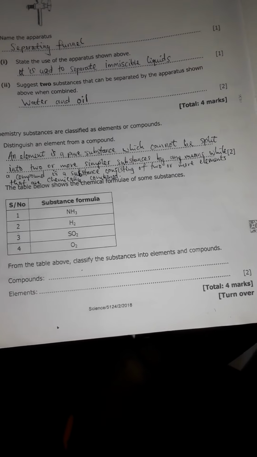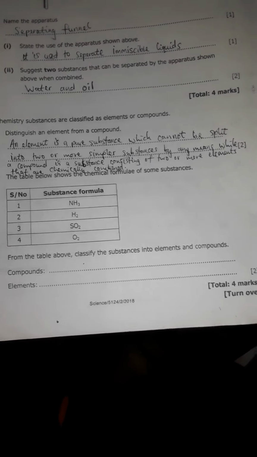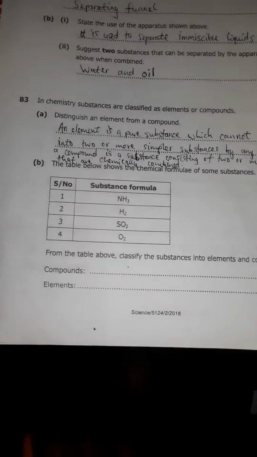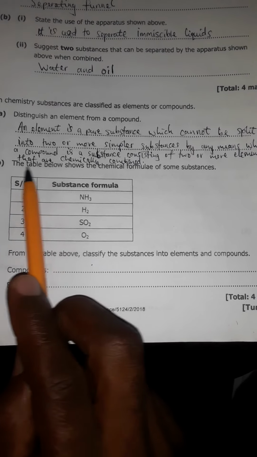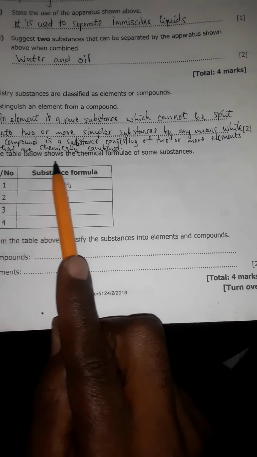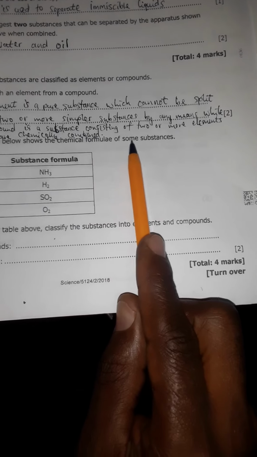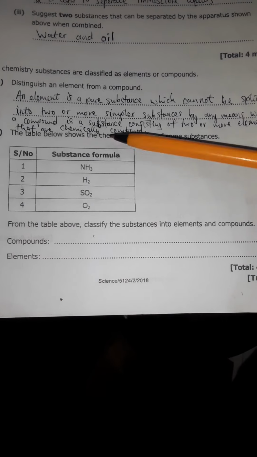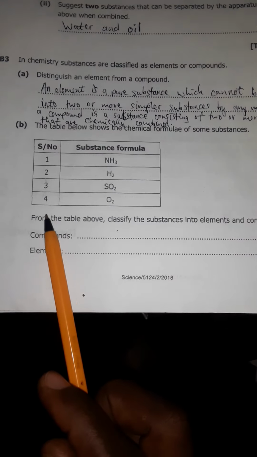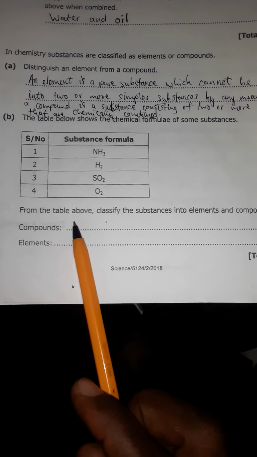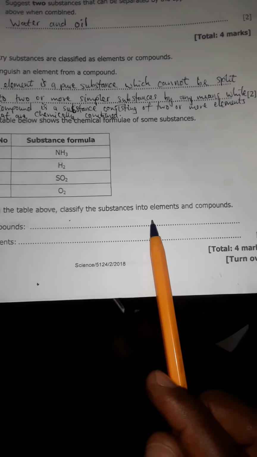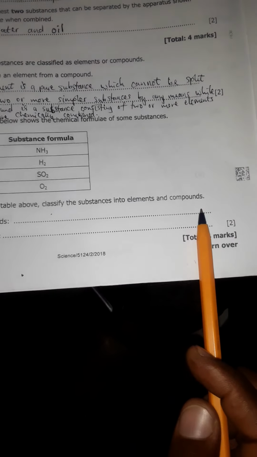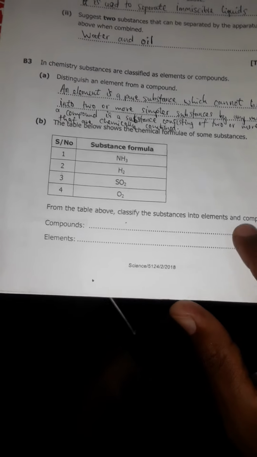We are now going to B, which is showing us a diagram. So as you can see, there's a diagram here, which is in form of a table, and it says, the table below shows the chemical formulae of some substances. As you can see in the table, we have 1, 2, 3, and 4. And these are the substances. So the question here says, from the table above, classify substances into elements and compounds, meaning the elements that we have in here, we need to classify them as either compounds or elements.